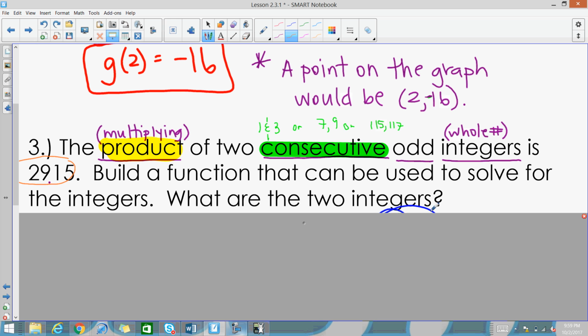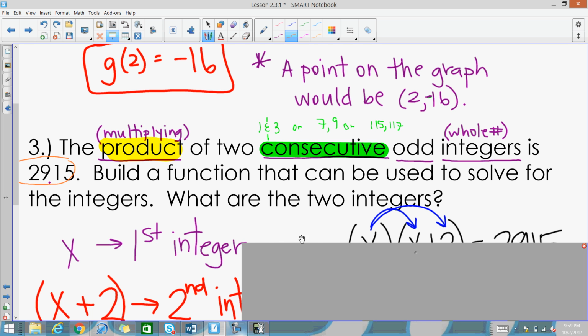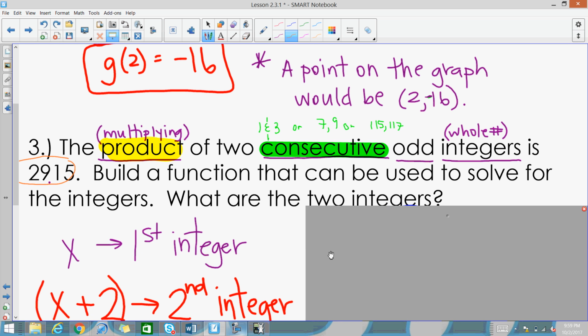Well, what are the 2 integers? Here we go. So when doing this problem, or any problem like this, when you're trying to determine the integers, you could do 2 ways. You can guess and check, and believe it or not, you could actually get that relatively quick. Or what I would like you to do is start thinking of quadratics. And what I mean by that is make the first number x and make the second number x plus 2.